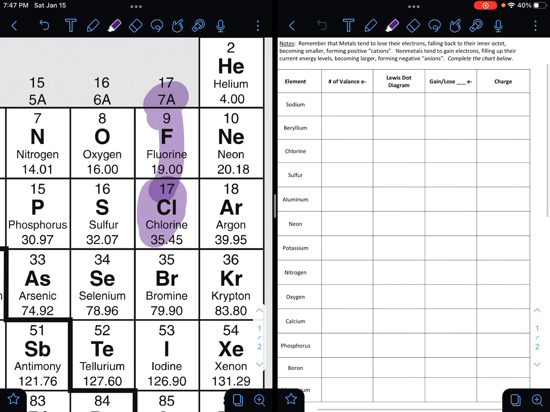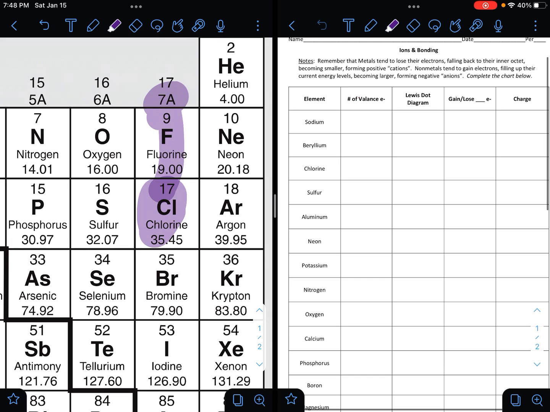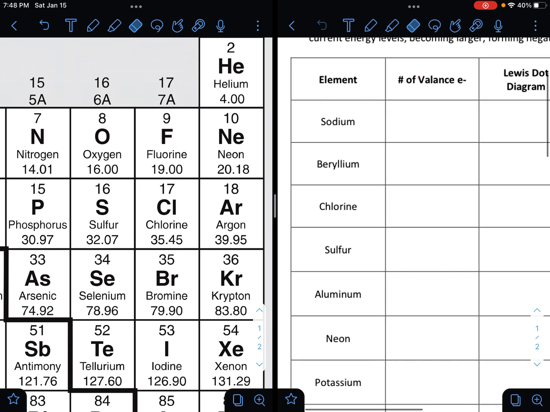to what we're doing here, which is we're going to look at different elements and we're going to decide, are they going to gain electrons? Are they going to lose electrons? How many? And when they do so, what are their charges going to be? So we'll start with sodium, which is our first problem here.